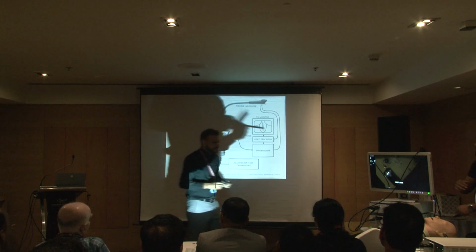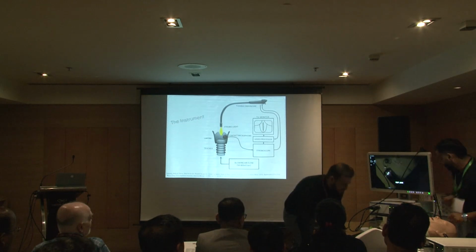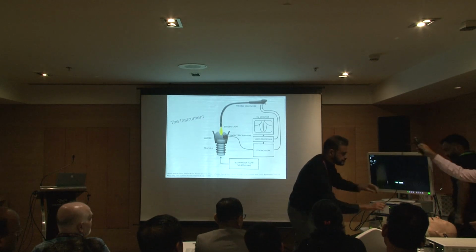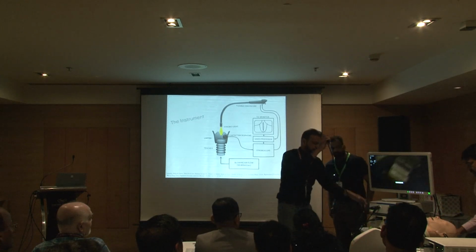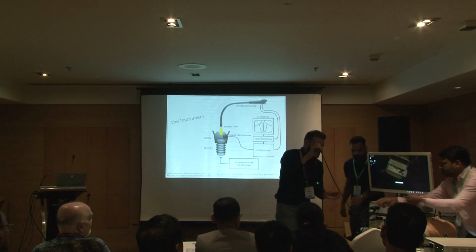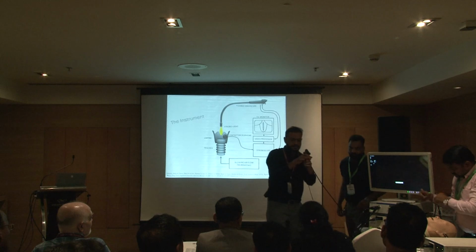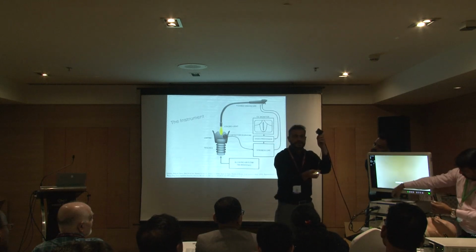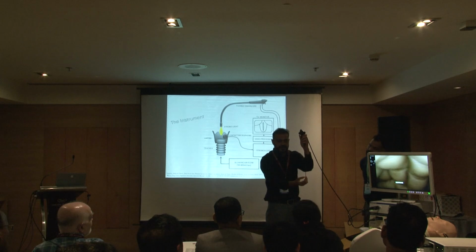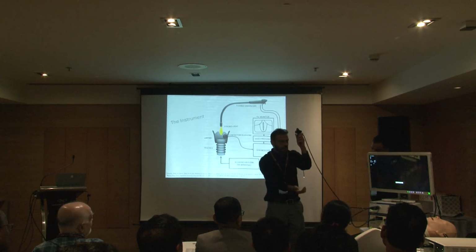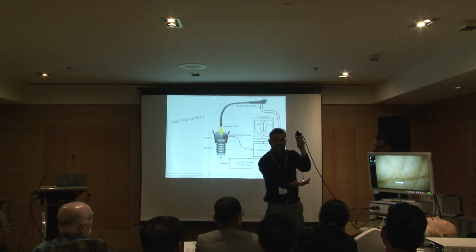Second point, if you have a flexible scope, most of you have been doing flexible scopy. Sir just demonstrated a flexible bronchoscopy. Now this has a chip on the tip camera, right? The chip on the camera is here. So to assess, I need to go very, very close to the structure.